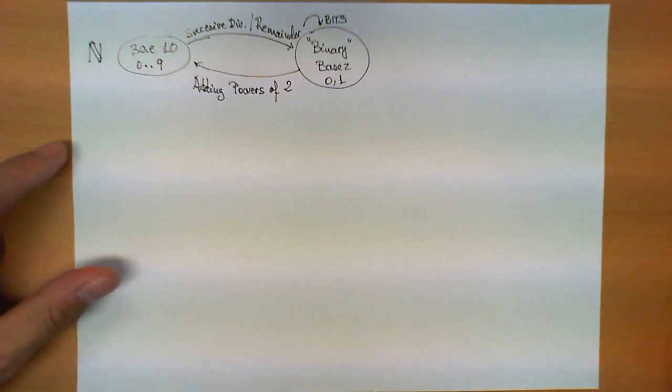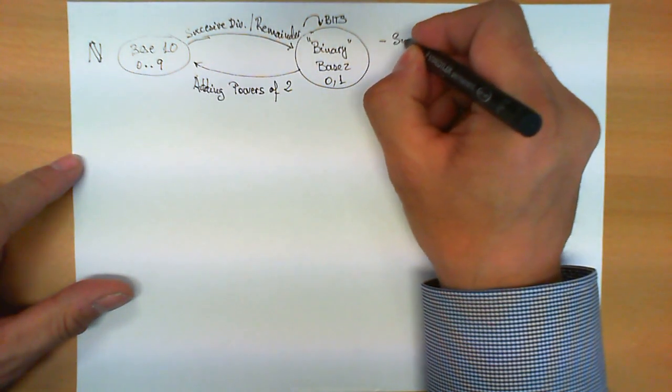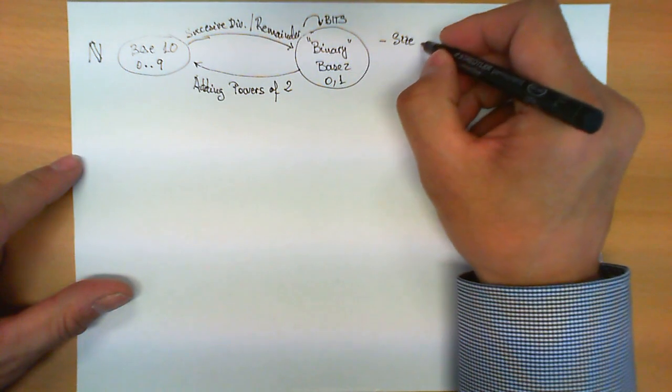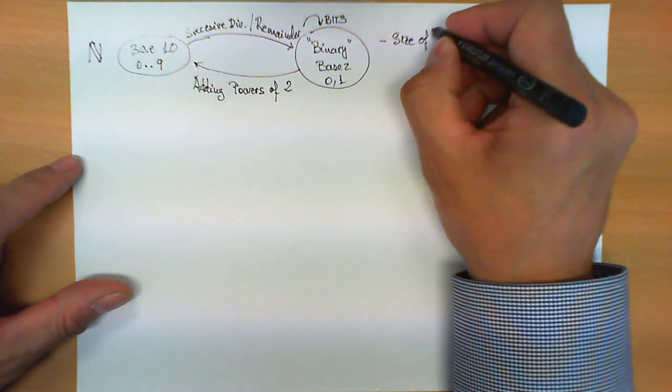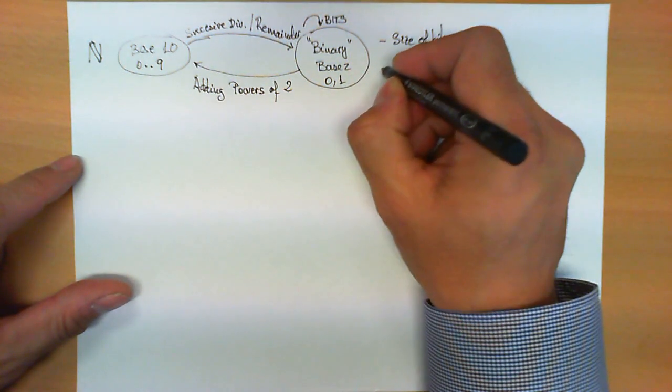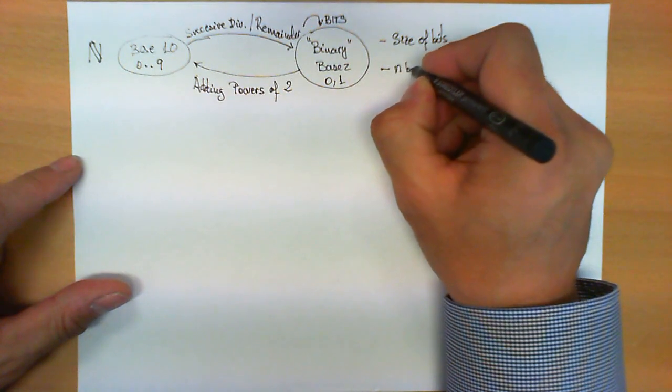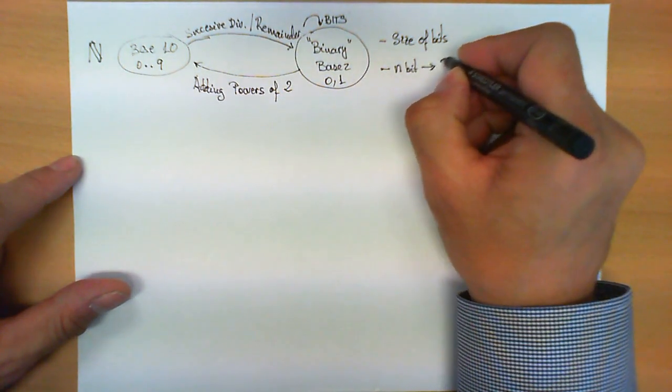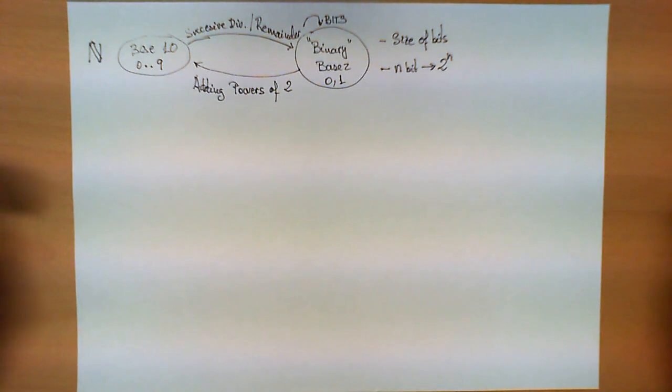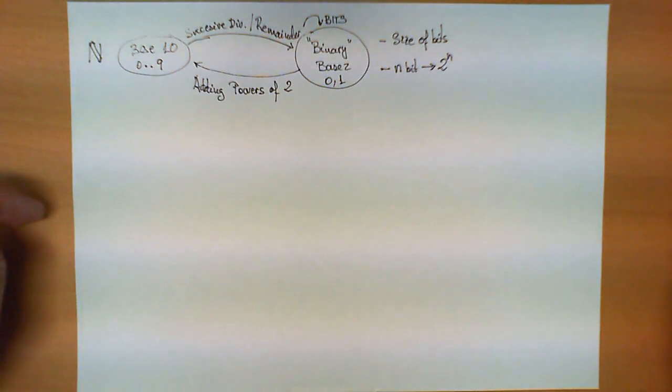There are two things we have to take into account. First, machines always manipulate a certain size in terms of bits. And we have to remember that with n bits, we can codify 2 to the n different symbols. This is very important for naturals.